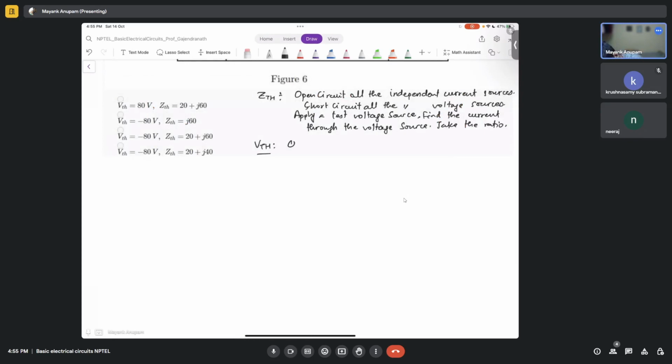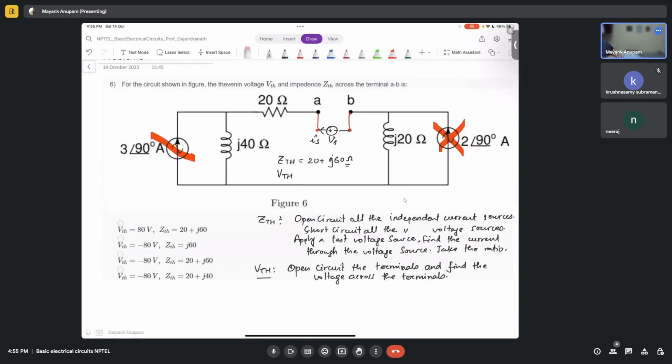Open circuit the terminals, and find the voltage across the terminals. Since you have two current sources here, you have open circuited it. Now you have to find out the voltage like this, in this manner. So this is VTH. So what is VTH? You can use superposition here, right?